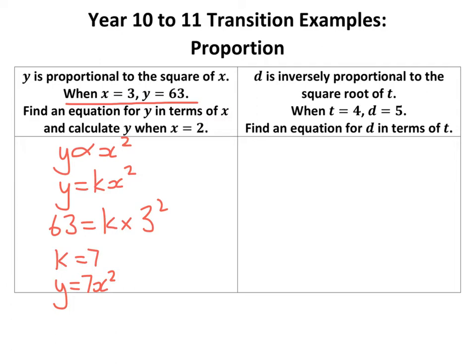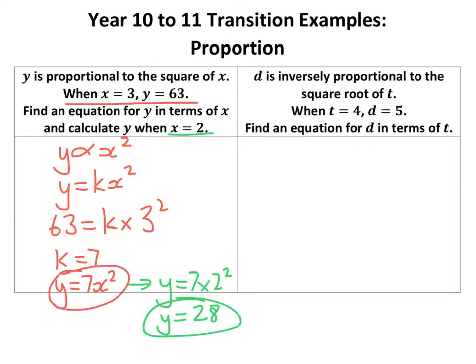Alright, now to do the second bit, which I'll do in green, okay, calculate y when x is 2, so all I'm going to do is go over here, y equals 7 lots of 2 squared, so y equals 28. Okay, so we've got our two answers to the two questions here. There we go. And yeah, essentially read the question carefully. Is the best bit of advice I could give you for this.